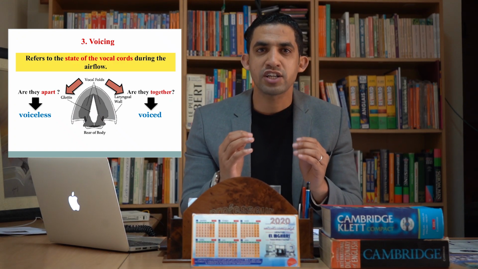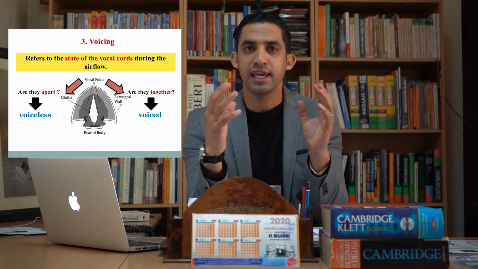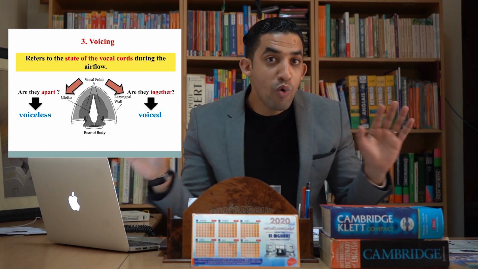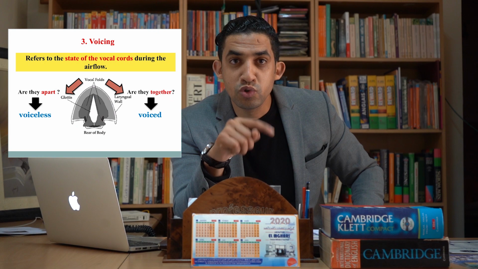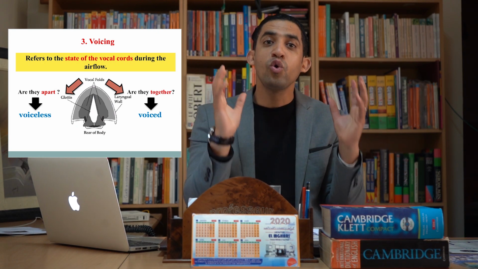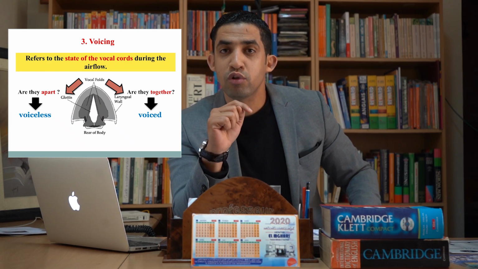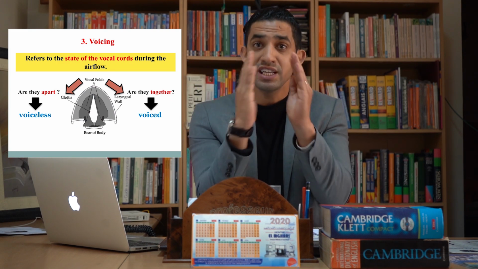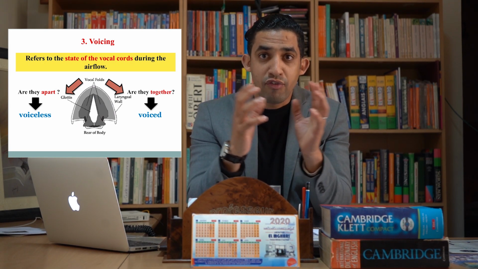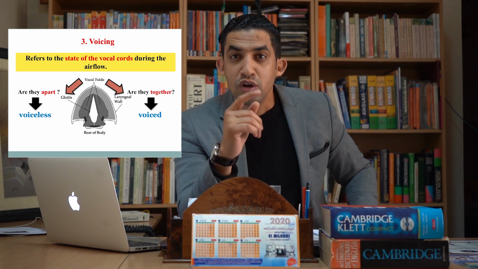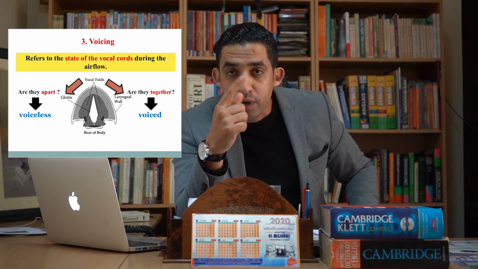When the vocal cords are apart, the air goes freely through the glottis without making the vocal cords vibrate. So no vibration. So we call them voiceless sounds. Those sounds that are produced while the vocal cords are apart are called voiceless sounds. But for those consonants that are produced while the vocal cords are together, the air breaks through, making the vocal cords vibrate. So we call them voiced. So voiced consonants are those consonants that cause vibration in their production.